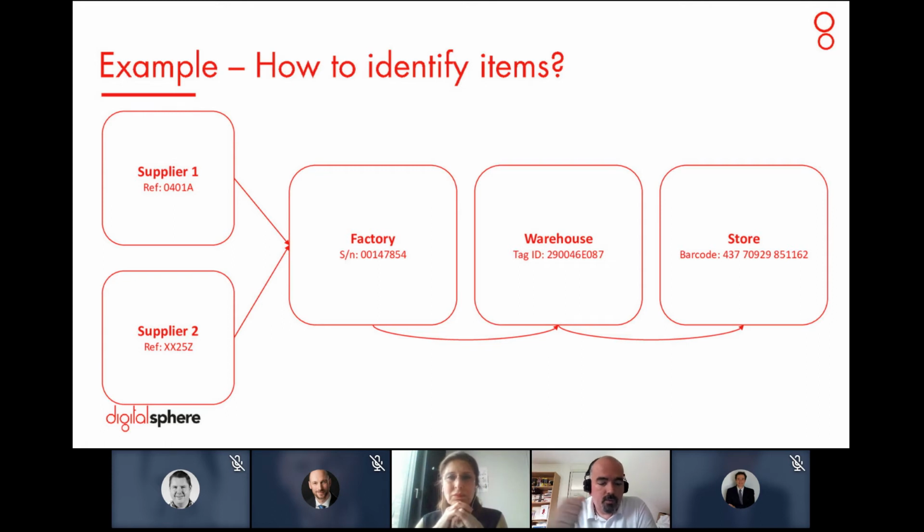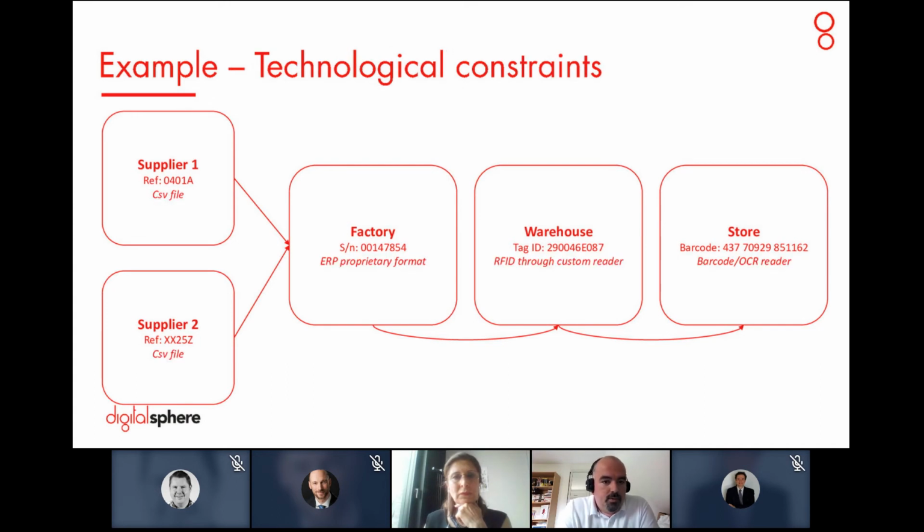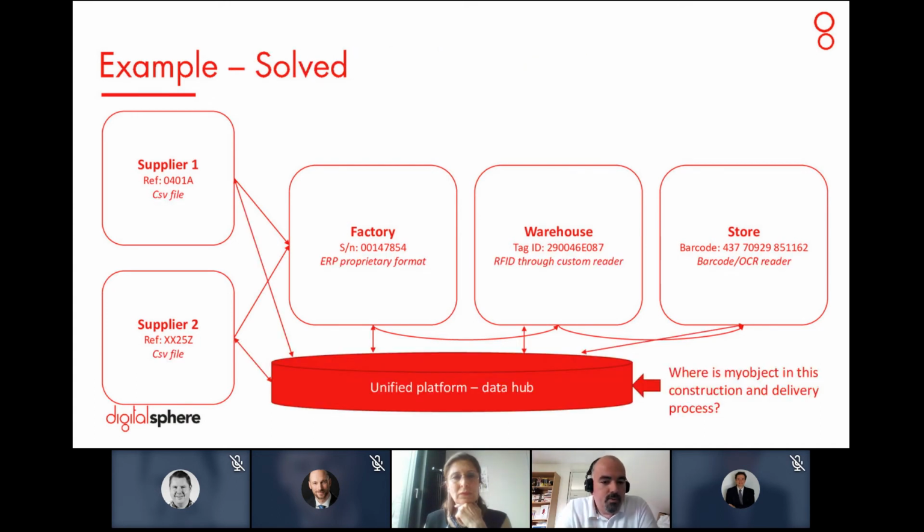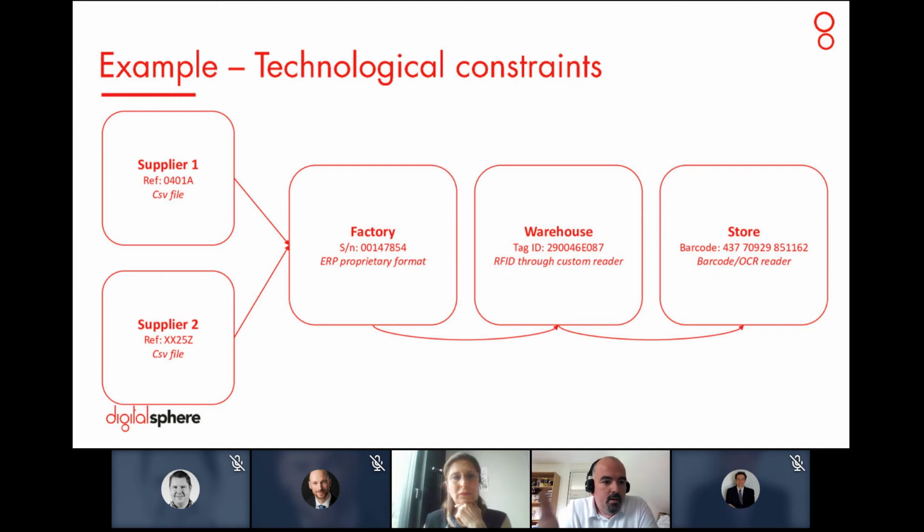And again, stores often work with barcodes. I took this example here. So if you use the store and the tools available in the store, you will identify the product by its barcode. So how to make the link between all the steps and be sure that you speak about the same item? From a technological point of view, you could also have different formats: CSV files, ERP with a specific format, RFID, meaning you have to read them, and also for the barcode, specific readers.